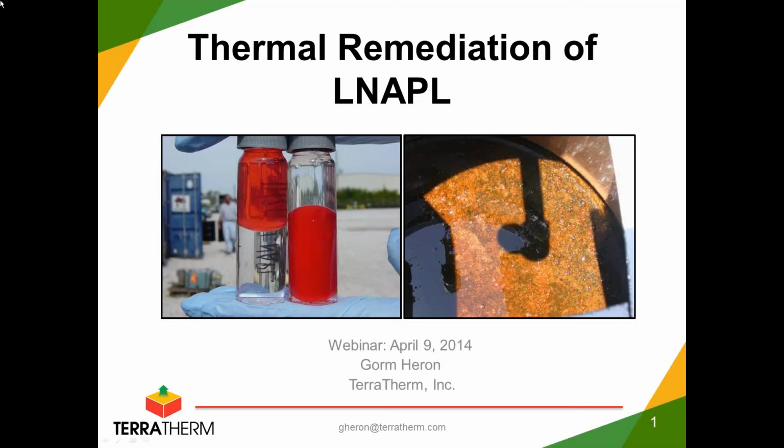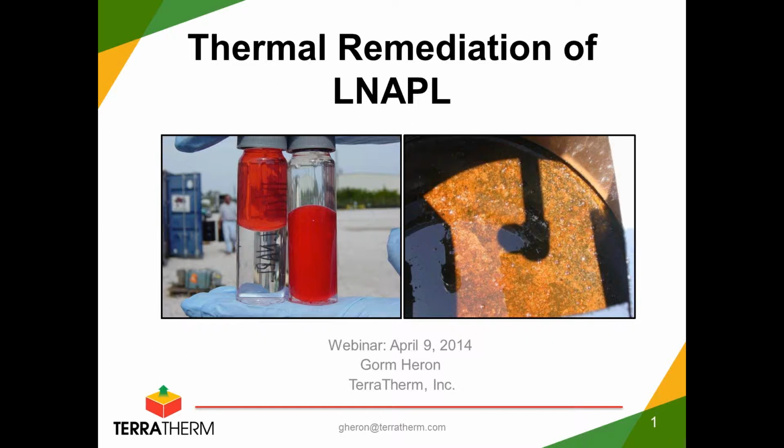Welcome everybody to this little webinar about thermal remediation of LNAPL. On the front page here you see a couple of examples of NAPL as we encounter it when we do thermal. On the right there's LNAPL that came out at Edwards Air Force Base. On the left it's both DNAPL and LNAPL from the Young Rainy STAR project.